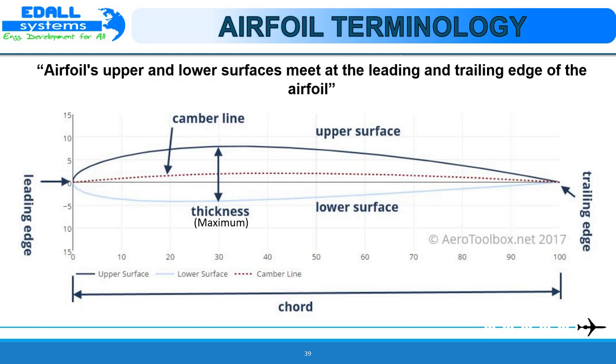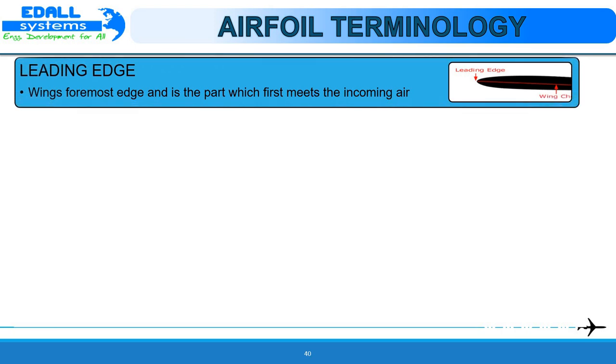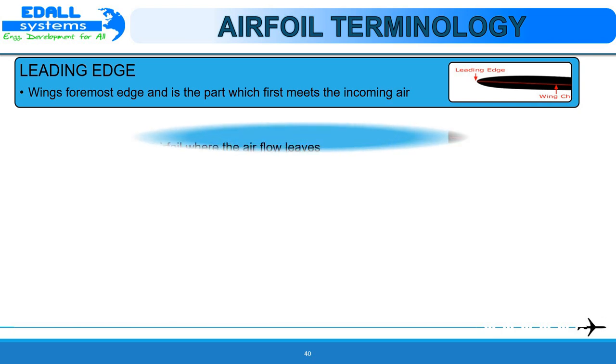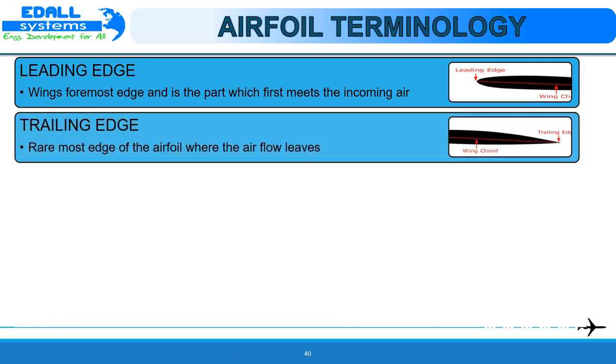Airfoil's upper and lower surfaces meet at the leading and the trailing edge of the airfoil. Leading edge. The forward section of the airfoil is named the leading edge. It is the first part that incoming air hits. Trailing edge. The rearmost part of the airfoil where airflow leaves the airfoil.